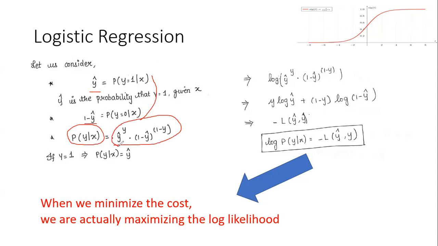Now when I take the log of both sides, what happens? Log of this is this, which is actually the loss function. So log of probability of y given x is the loss function. What does this mean? Loss function is the cost, right? It is the negative cost, in fact.